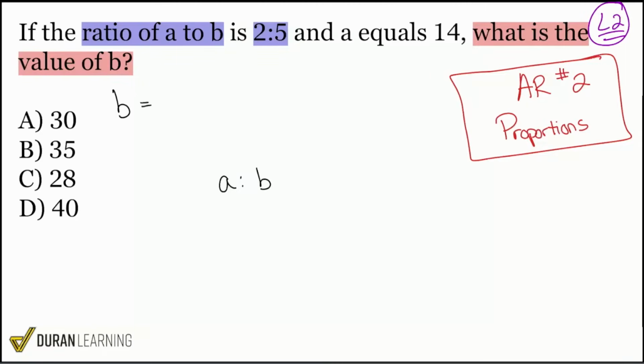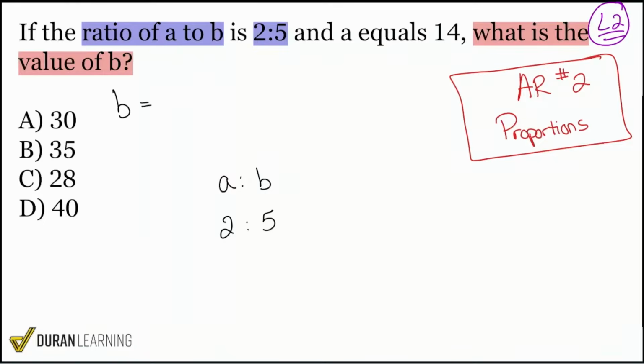Now, some of us may be asking, Coach, why? Well, the reason is because the order matters. The order absolutely matters. If we say ratio of A first, B second, A first, B second, so 2 goes with the A, the 5 goes with the B.